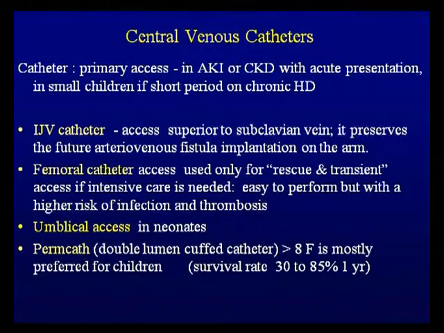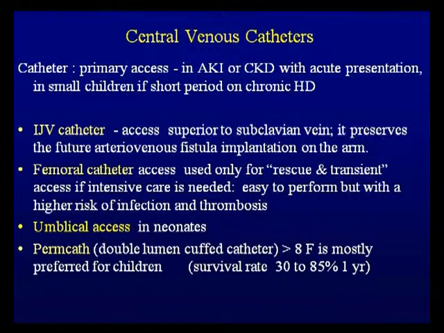Next, you move on to central venous catheters, and a catheter may be the primary access in a child who has got either an acute kidney injury or who has chronic kidney disease but comes to you with an acute presentation, especially in small children or if they are going to be on hemodialysis for a short period. If you're anticipating a quick transplant, then I think the central venous catheters would be the way to go.